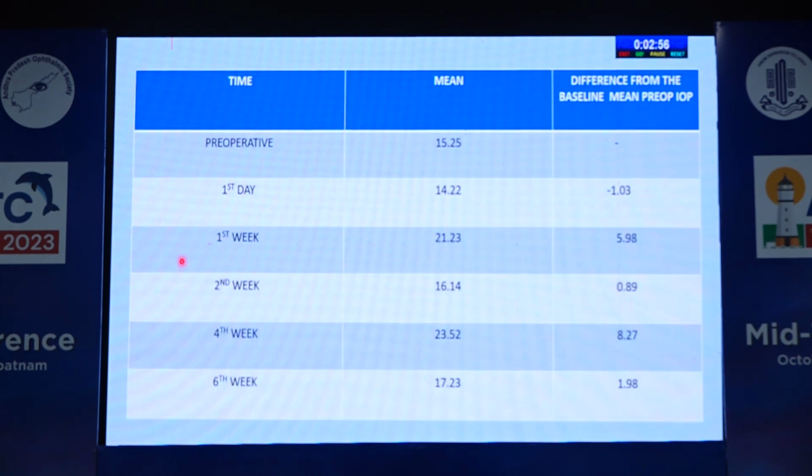The preoperative mean IOP in our series was 15.25. On the first postoperative day, there is a dip in the intraocular pressure by 1 millimeter in the mean. At the end of the first week, there is a rise by 5.98 millimeters from the basal mean IOP. At the end of the second week, it has plateaued back to a 0.89 increase. At the end of the fourth week, there is an increase of 8.27 in mean IOP from the baseline. And at the end of the sixth week, it has come down again to 1.98.